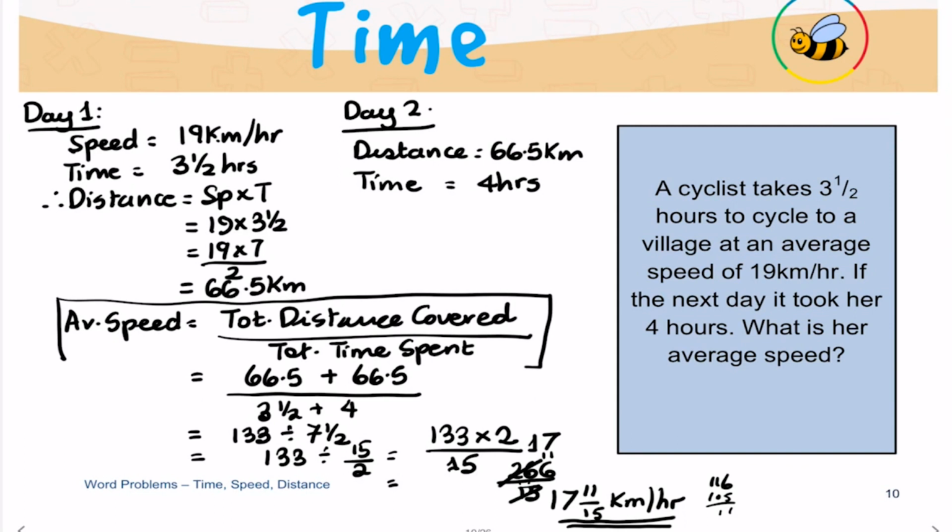Tricky question, but the trick is just to understand the formula. Average speed is equal to total distance covered divided by total time spent, and it's to work through that very methodically. First, to calculate the distance so you can get the total distance covered, which is that distance divided by 2, and then the time, 3.5 hours and 4 hours, 7.5 hours altogether.